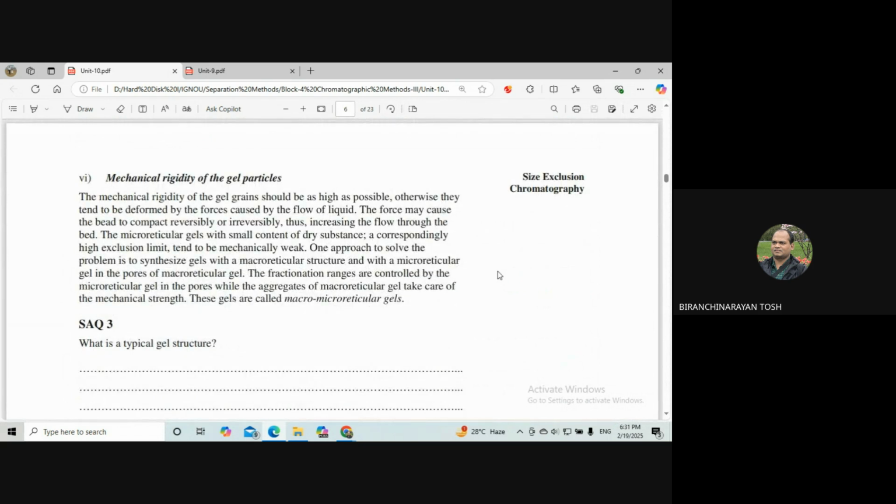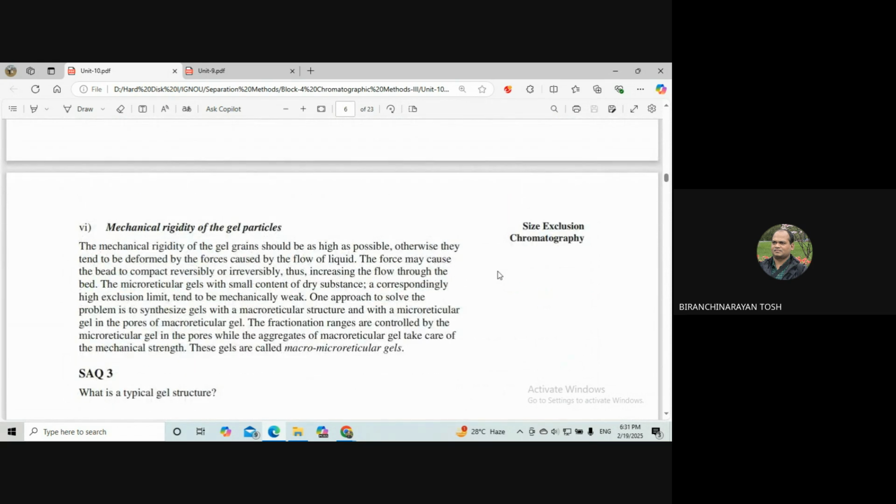The mechanical rigidity of the gel particles. The mechanical rigidity of the gel grains should be as high as possible.